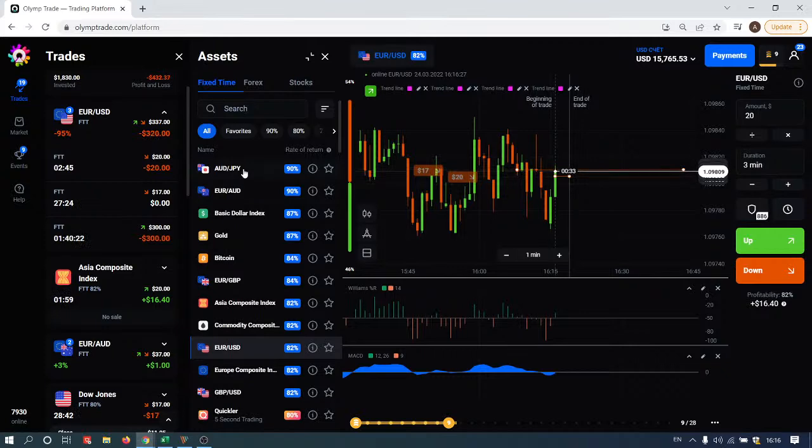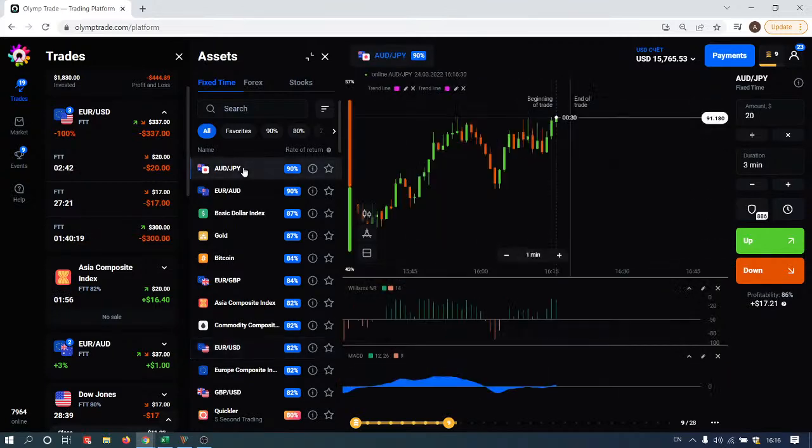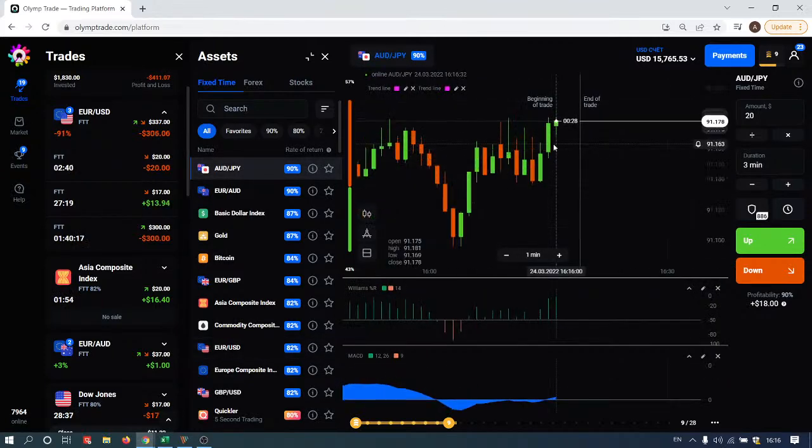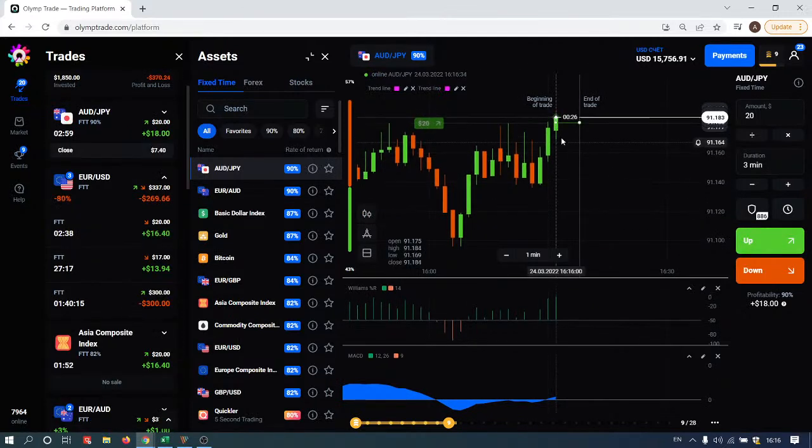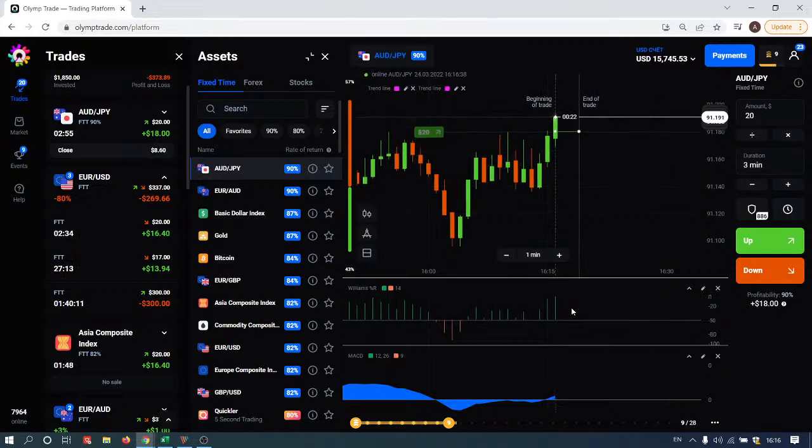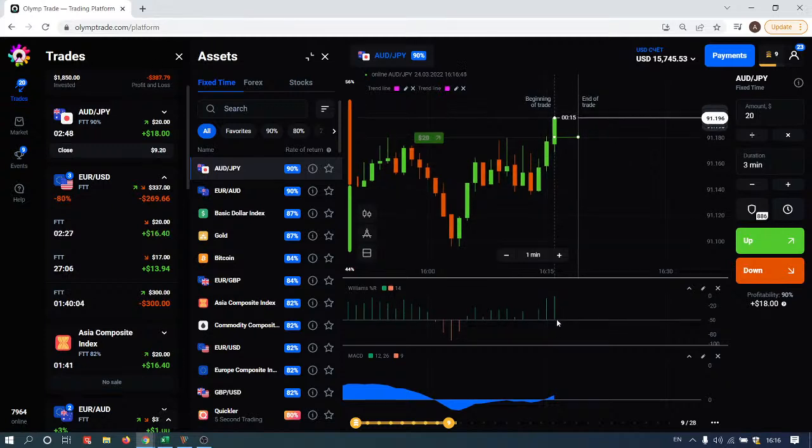So let's see how this next trade on the Euro USD closes. So AUD JPY pushing upwards, so we are pushing north here, and by looking at both indicators of this strategy, we can see that we have a real nice signal for an up trade.